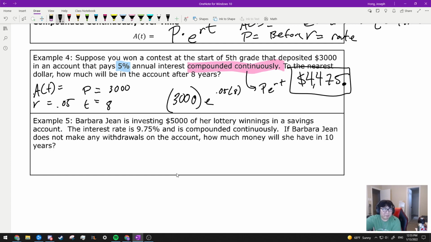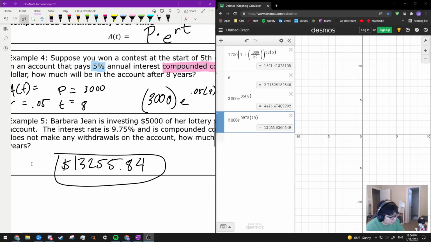Nice. So example 5. Barbara Jean is investing $5,000 of her lottery winnings, and she's putting it into a savings account. Her interest rate is almost 10%, 9.75, compounded continuously. So how much money would she have in 10 years if she didn't make a withdrawal? I would like for you to try this as our conclusion of the class, and I'll show you the answer in 5, 4, 3, 2, 1. And here you go.